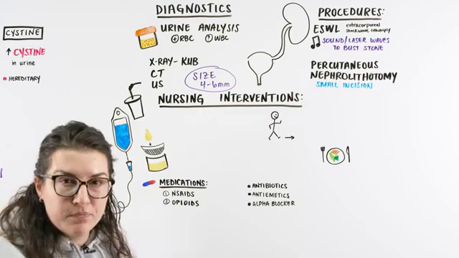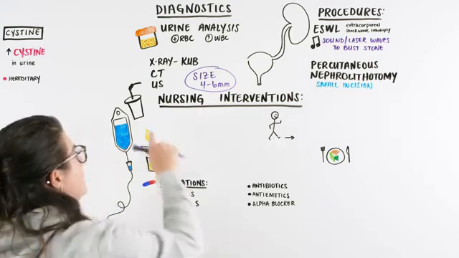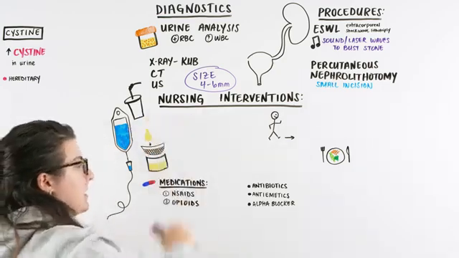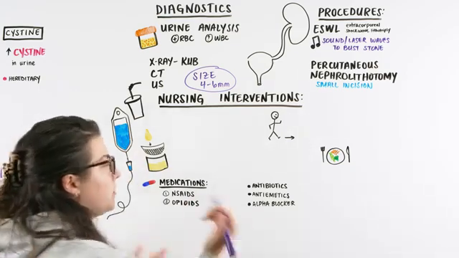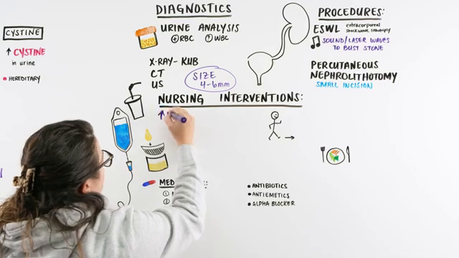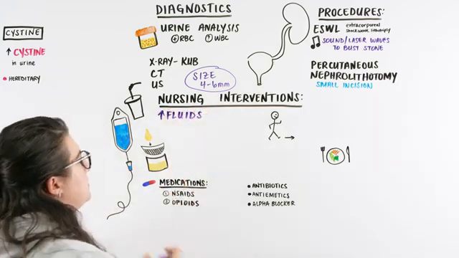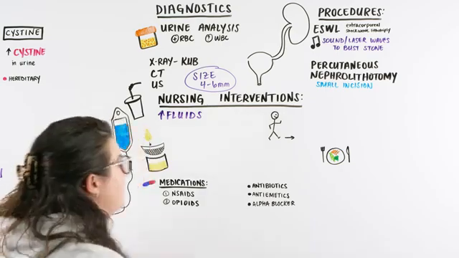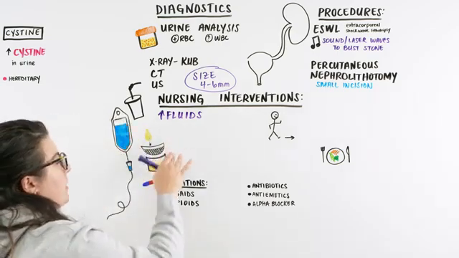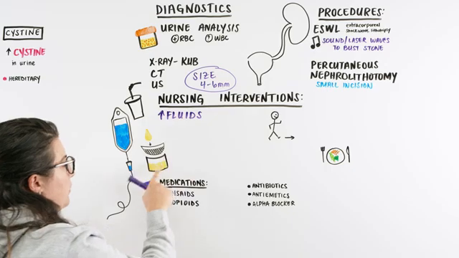So what do we want to do? We want to give them fluids. If they can drink, fantastic, take in some fluids, or if not, we can also give them some IV fluids. So we want to increase fluids. We're doing this because as we increase those fluids, we're hopefully going to be able to perfuse those kidneys and push that stone out. As we're pushing that stone out, it's really important for us to strain the urine, okay?